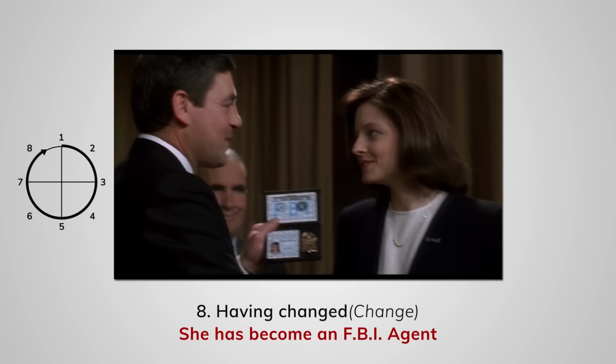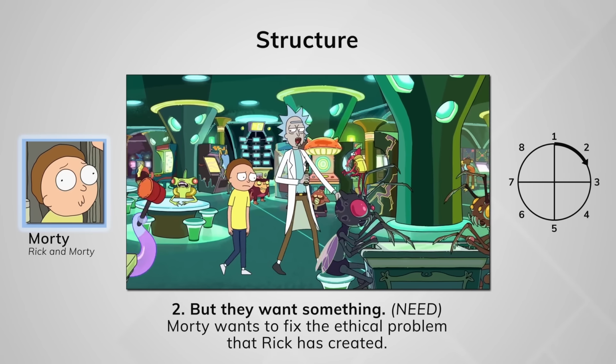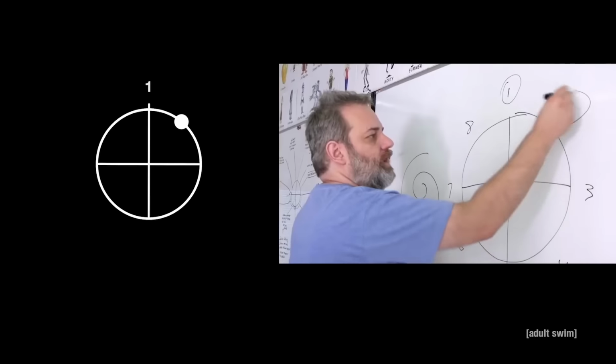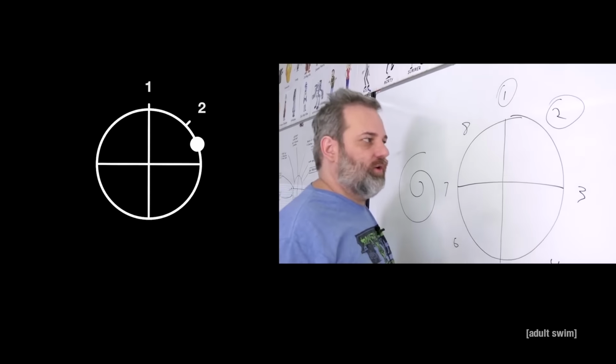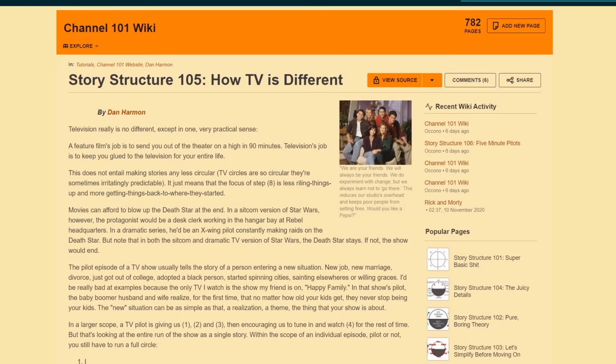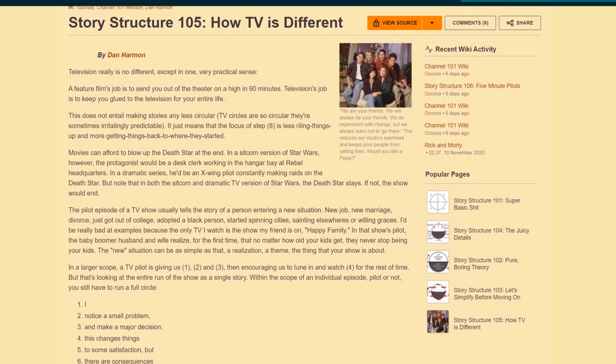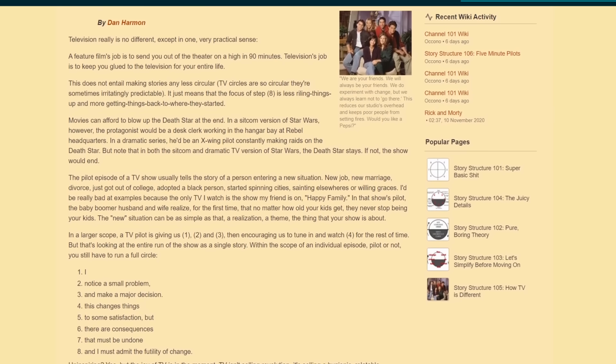Now, I've talked a lot about using Dan Harmon's story circle to structure different kinds of stories. I consistently talk about it because I believe it is the most reliable and the most helpful way to structure a story. So, can it be helpful with TV? In Dan Harmon's quick series of articles explaining the fundamentals of the story circle, he takes some time to look at it in relation to TV.